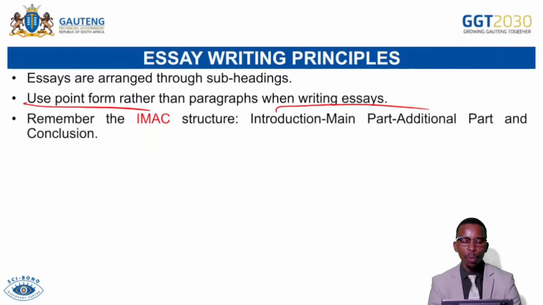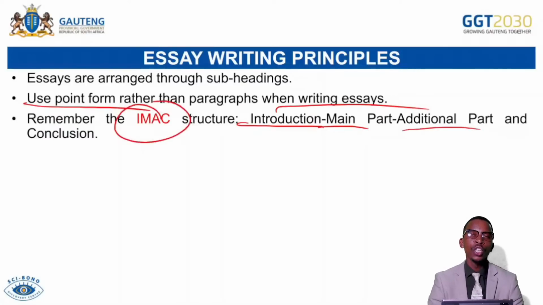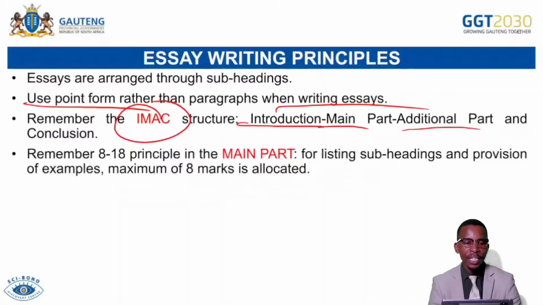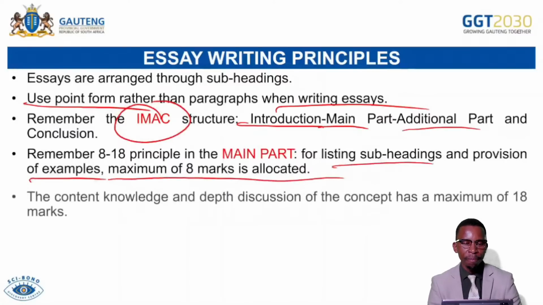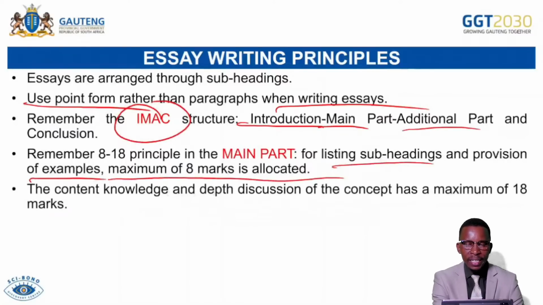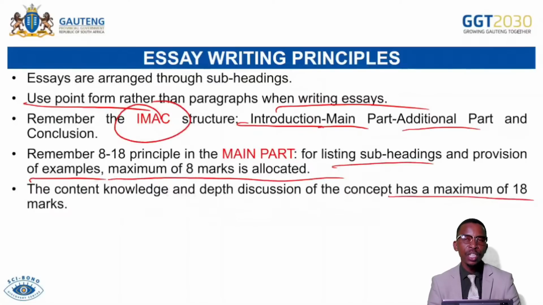Remember the IMAC structure, which stands for introduction, main part, additional part, and conclusion. So this will guide you to ensure that you answer all subsections of your essay. And then remember the 8:18 principle in the main part, whereby for listing subheadings and provision of examples, you get the maximum of 8 marks. It will be allocated. And then the content knowledge and in-depth discussion of the concept has the maximum of 18 marks in your essay. And then we continue.